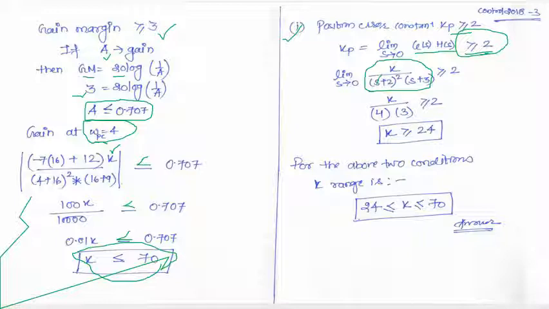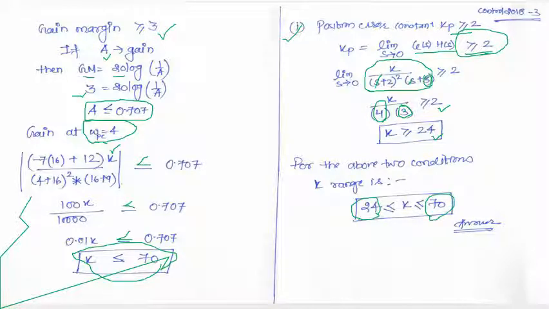So this s will vanish, this s will vanish. You will find this 2 squared, that is 4, and this is 3, which I am writing here. So 4 into 3, that is 12. So k divided by 12 is greater than 2. That means k must be greater than 24. So you got the limit as k must lie between 24 and 70.